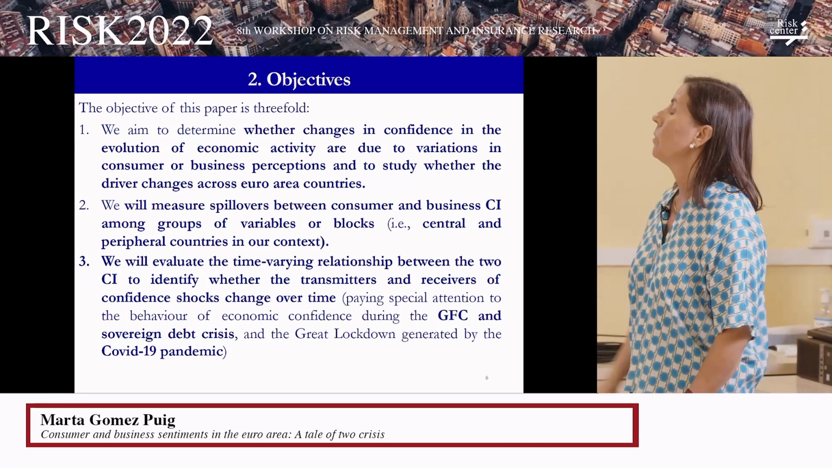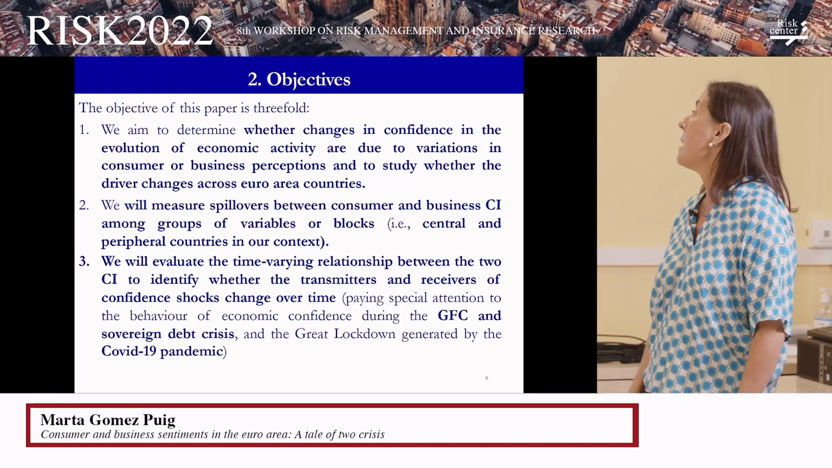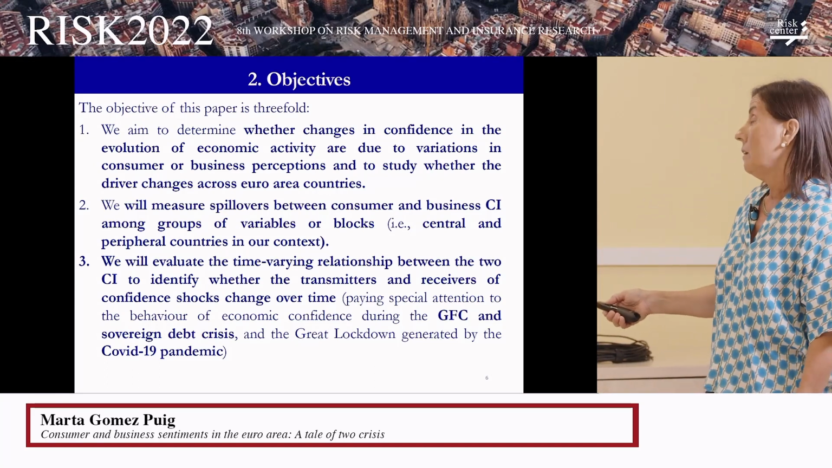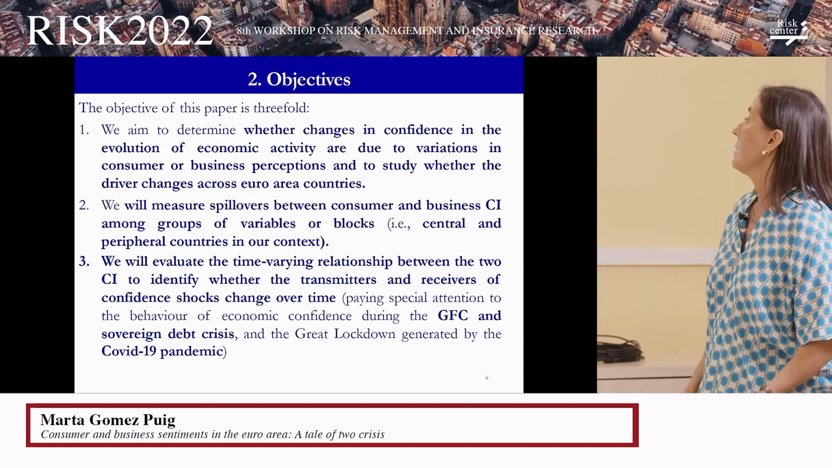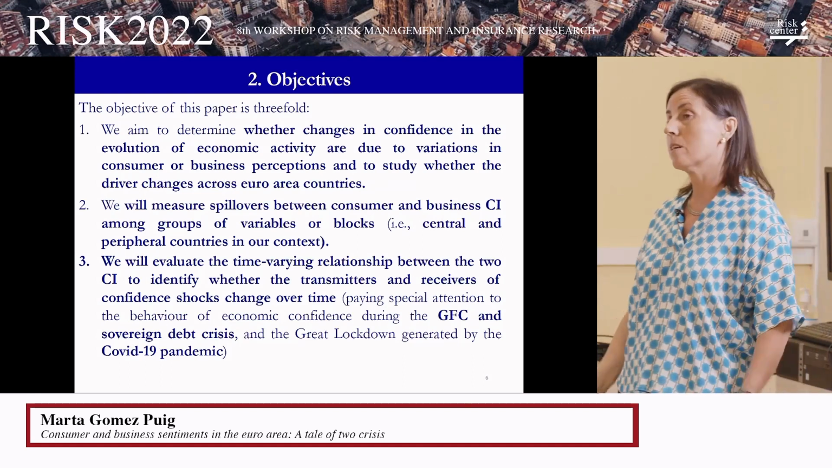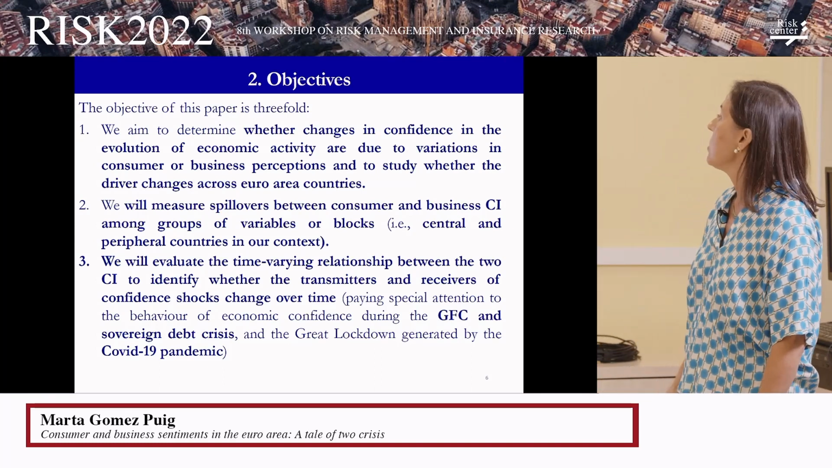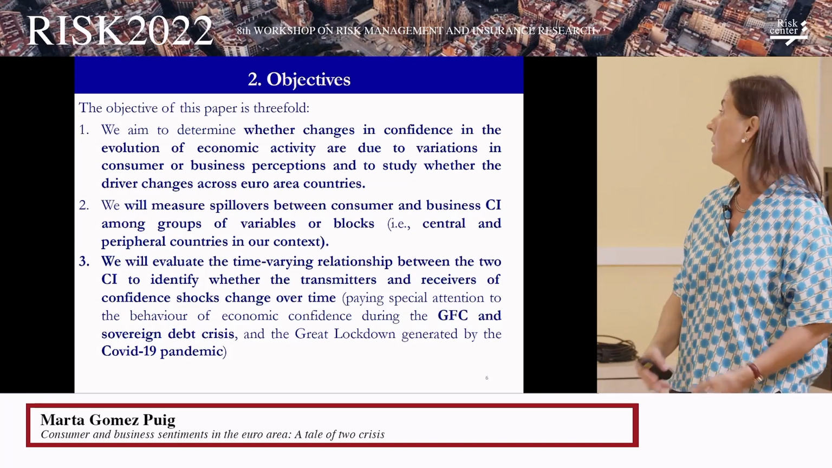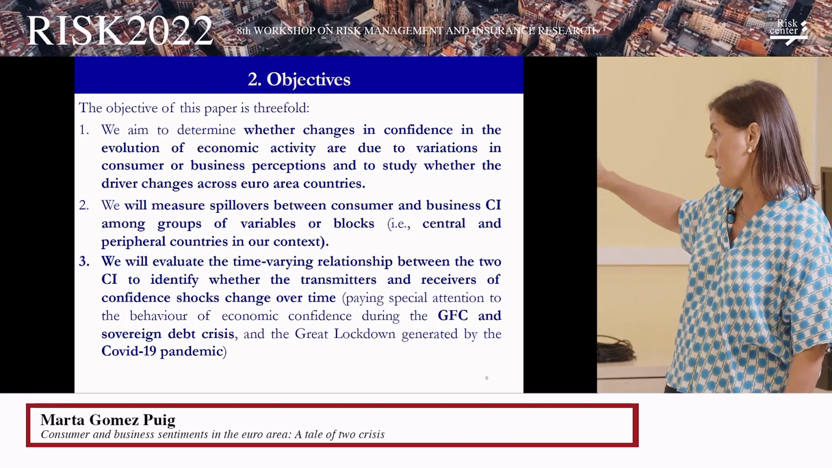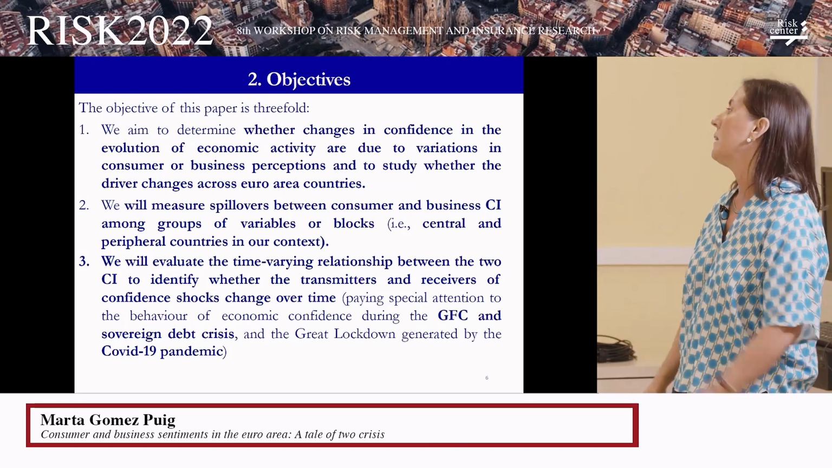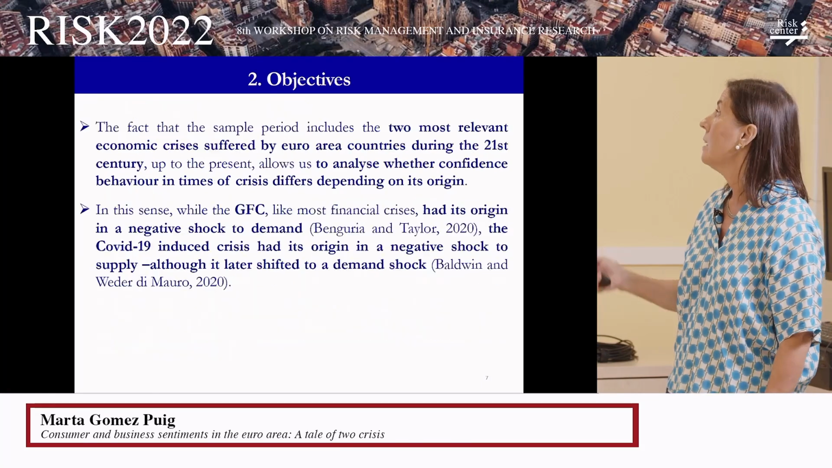And finally, we will analyze the time-varying relationship between the two indicators to identify whether the transmitters and receivers of confidence shocks may change over time. And we will pay special attention to the behavior of economic sentiment during the global financial crisis, the sovereign debt crisis and the COVID-19 crisis.